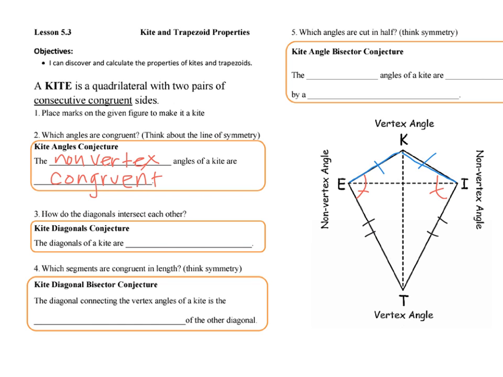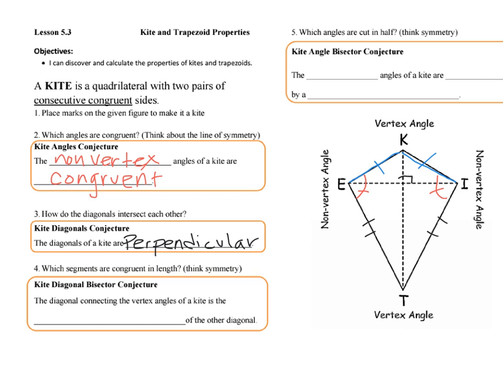How do the diagonals intersect each other? If you look right here and right here, it looks like they are intersecting at 90 degrees, and if we got out a protractor and we check, this is in fact 90 degrees. So the diagonals of a kite are perpendicular. And we can mark that with the little 90-degree box.